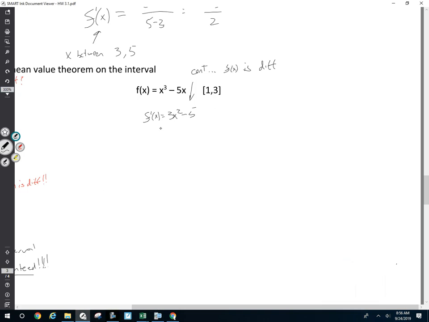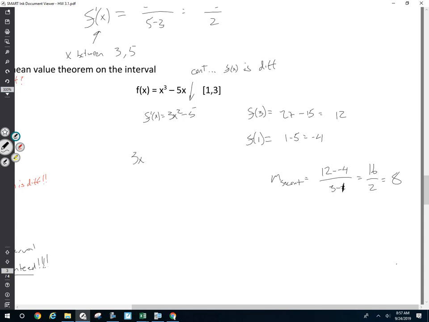All right, so since that's differentiable, we can apply the mean value theorem. Let's find our 2 points. f of 3 is 27 minus 15, which is 12, and f of 1 would be 1 minus 5, which is negative 4. So I'm going up. Here's the slope of my secant, my average rate of change. 12 minus negative 4, I'm going up 16 over the course of 2 x units. So up 16 over 2, I have an average rate of change of 8 y's per x.